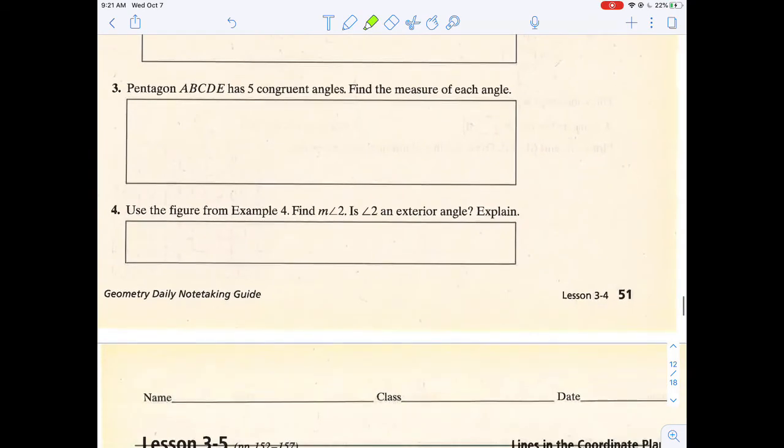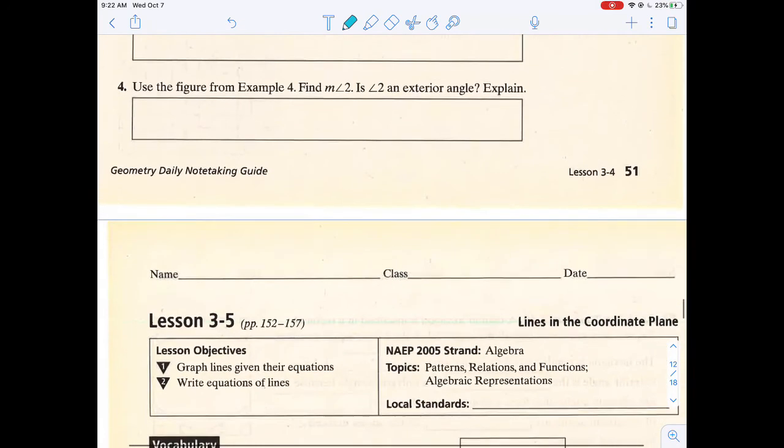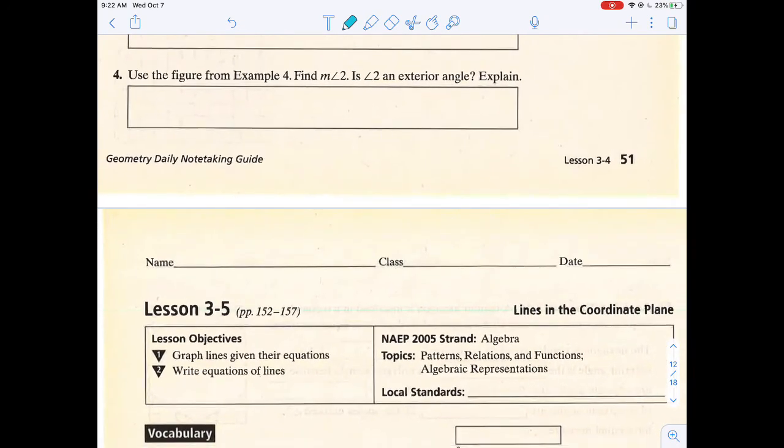All right. Number 3 says pentagon ABCDE has 5 congruent angles. Find the measure of each angle. So use the polygon angle sum theorem. Then if all 5 angles are congruent, divide that by 5 to get your answer. And finally, use the figure from example 4 to find the measure of angle 2. Then is angle 2 an exterior angle?